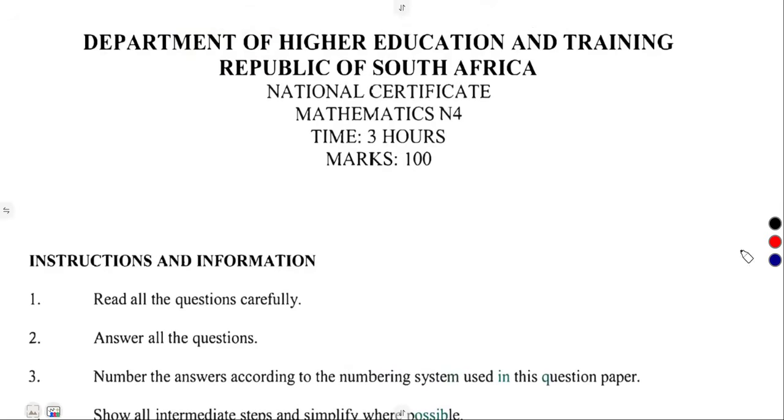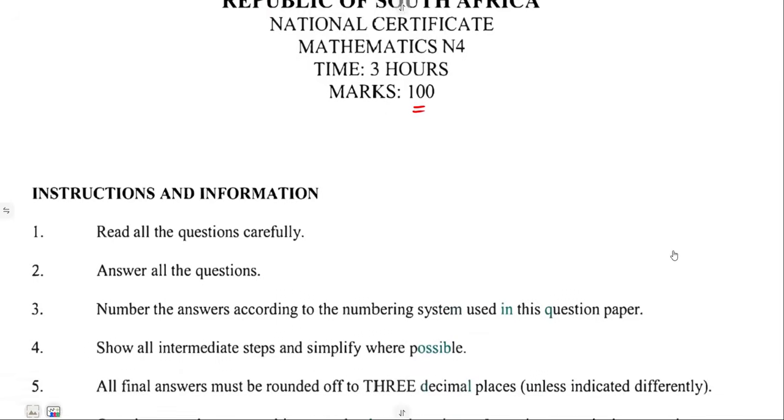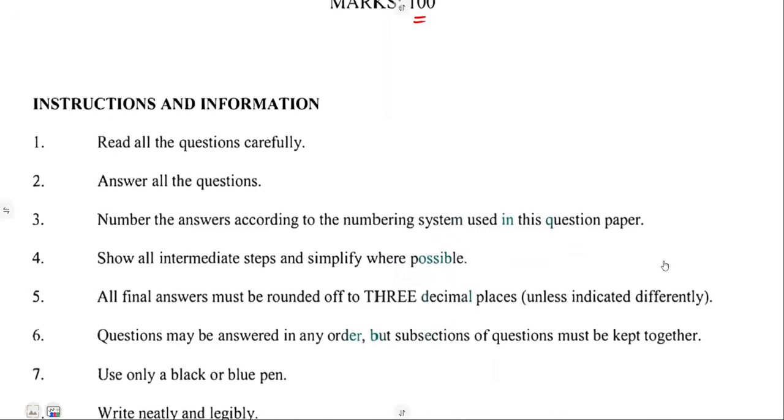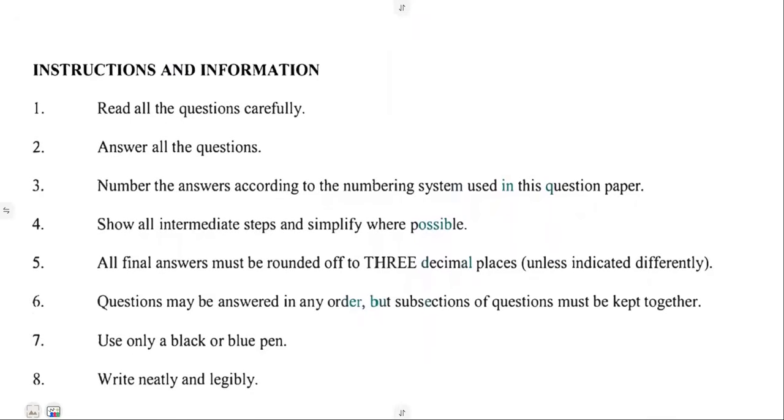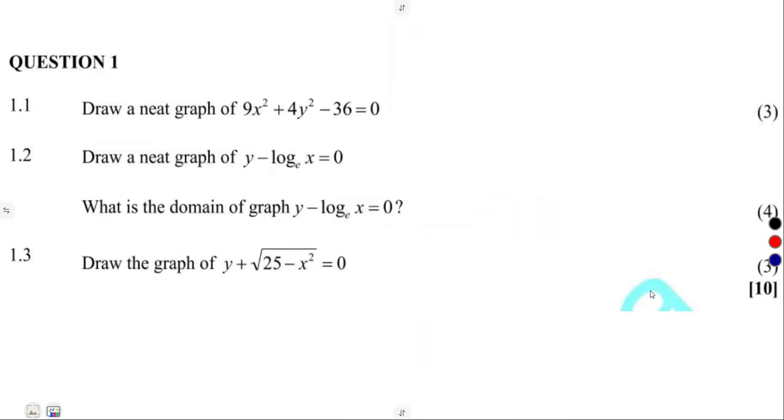Make sure that you go through the instructions. It was out of 100, and the answers are supposed to be given to 3 decimal places. All final answers must be rounded off to 3 decimal places, all right? Unless indicated differently or stated differently in the given question. All right, so let us see what we had.